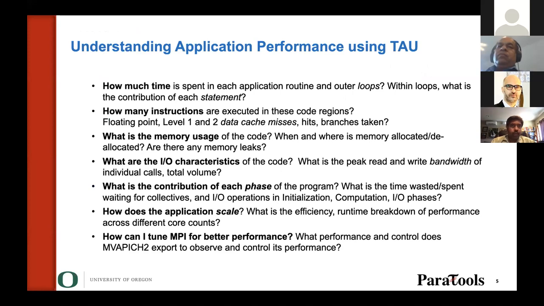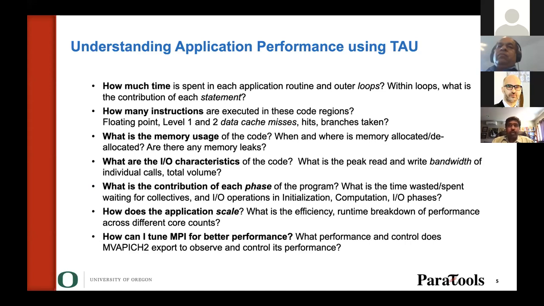So if you are wondering what kind of performance data TAU can show you, it can show you how much time is being spent in each application routine. And even at the loop level, it can show you the outer loops, inner loops, and the contribution of each statement using event-based sampling. Instead of time, you can replace it with hardware performance counters from packages such as PAPI and LIKWID. That can show you detailed cache level information as well.